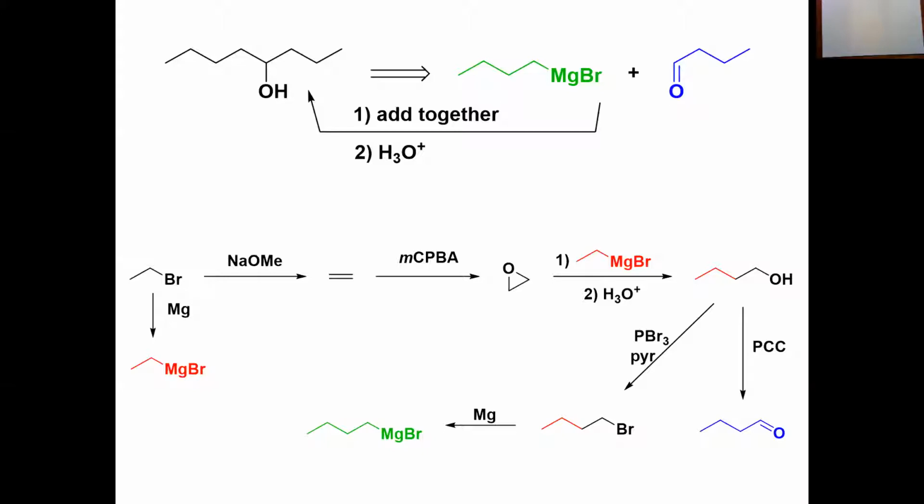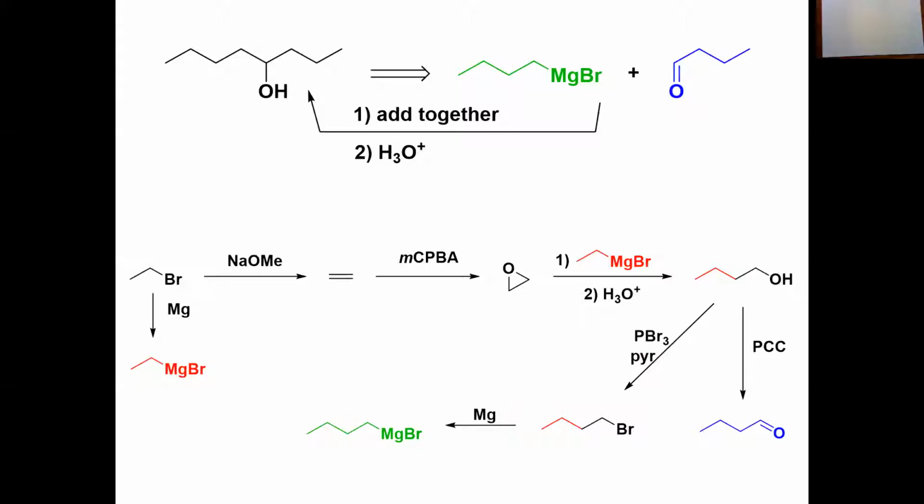That 4-carbon alcohol can then be oxidized to turn into my blue aldehyde. Make sure it's a weak oxidizing agent, because otherwise you will get a carboxylic acid, and we don't want any of that. Butanol can be substituted for a Br with PBr3 and pyridine. HBr could also work. PBr3 is just what I chose. And then turn that 4-carbon Br into a 4-carbon Grignard.